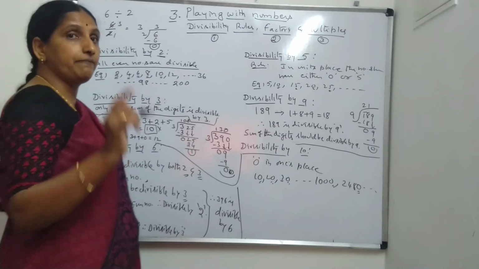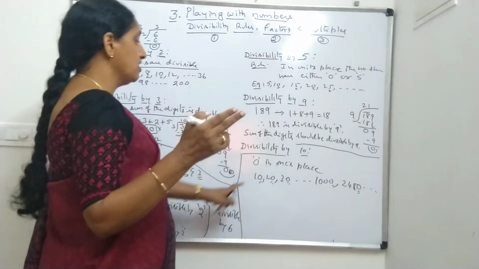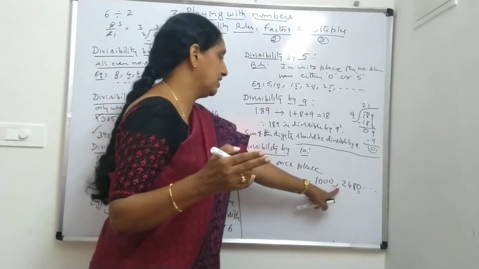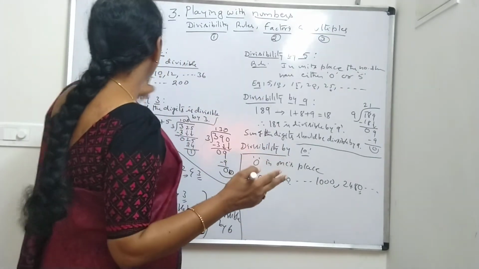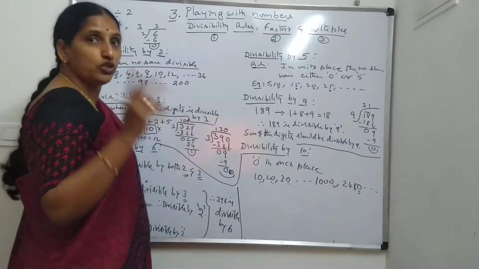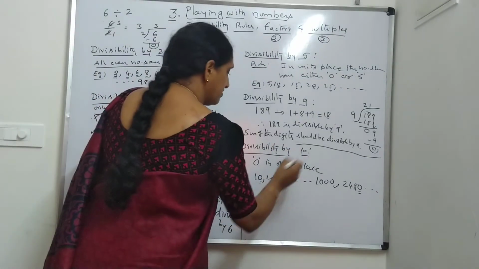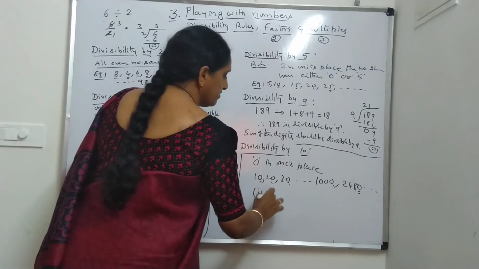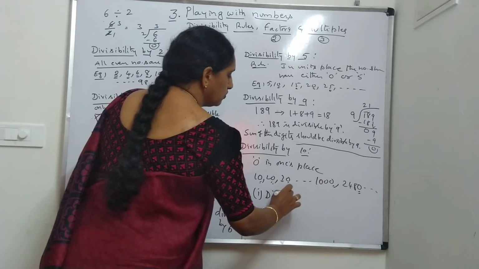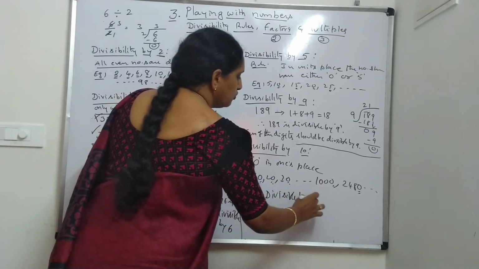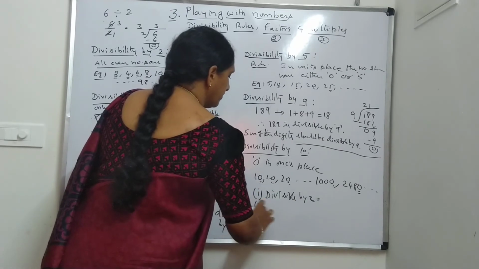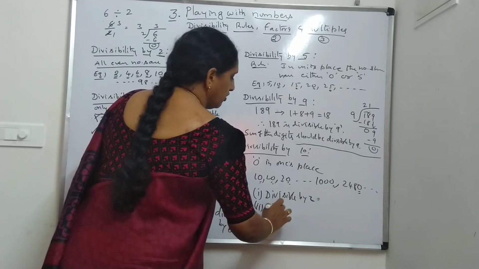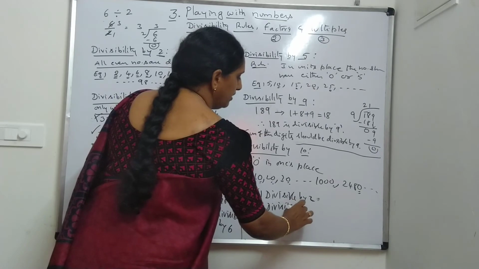It will satisfy both conditions. All those numbers like this are divisible by 5 also, and also divisible by 2. So, whenever a number is divisible by 10, it means it is divisible by 2 and also divisible by 5.